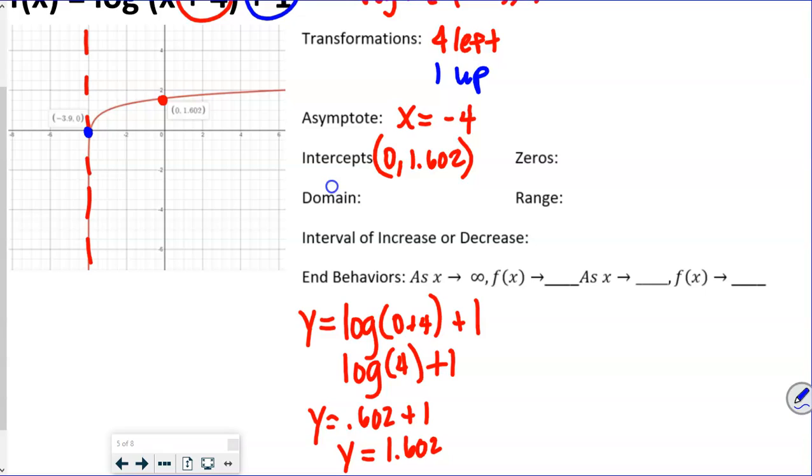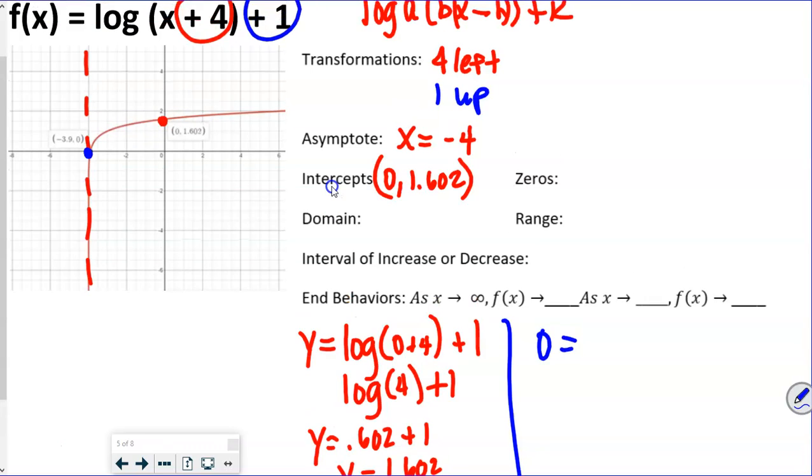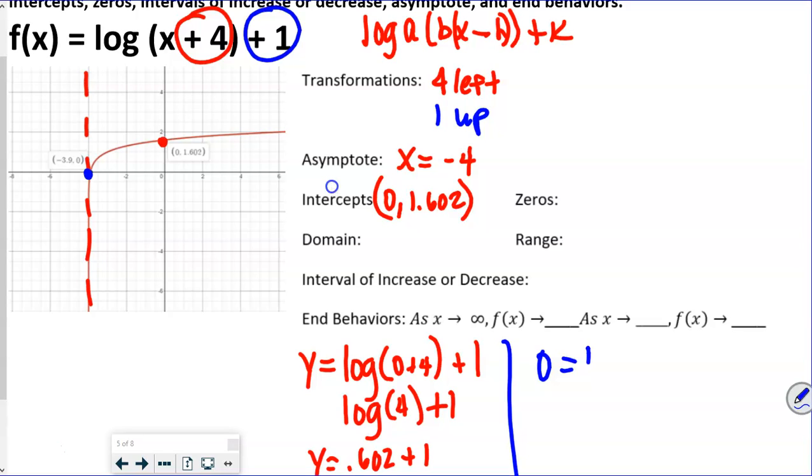All right, now let's talk about our x-intercept, which is our 0 of our function. It's right there, right? Okay, so we're going to solve for that one too. By doing that, we're going to say 0 equals, and then we're going to put, again, our equation, and I'm going to show you guys how to do this one. Okay, so this is going to be log of x plus 4, plus 1.